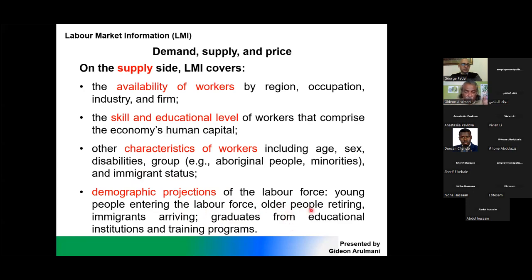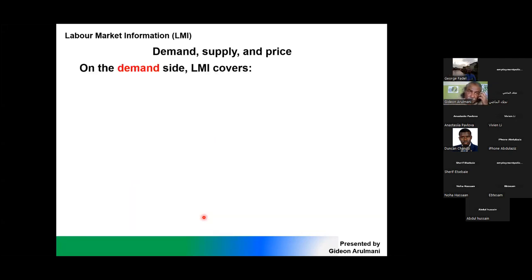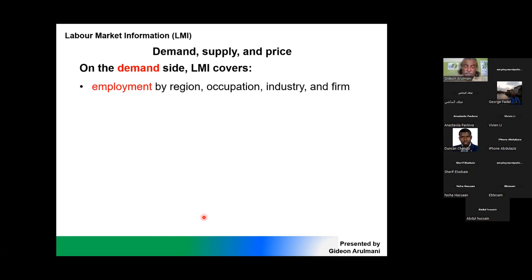Is it young people, older people, retiring people, immigrants? Yeah, the demographics of the labor market. That's the supply side. On the demand side, what is the employment pattern? This is very, very useful for us if we can get this information. Employment by region, occupation, industry. In which region is there great demand for workers?